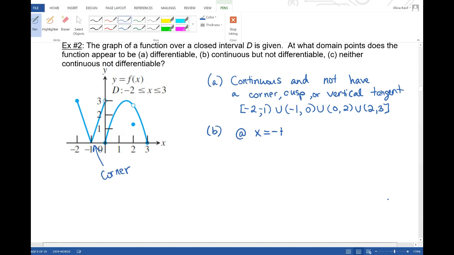And then how about the last? Where is it neither continuous nor differentiable? X equals, good. All right, questions there?